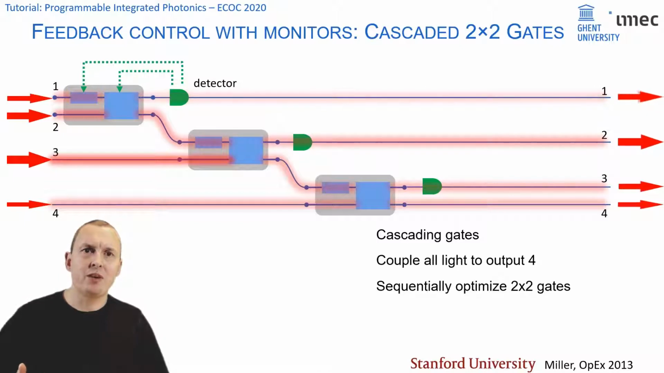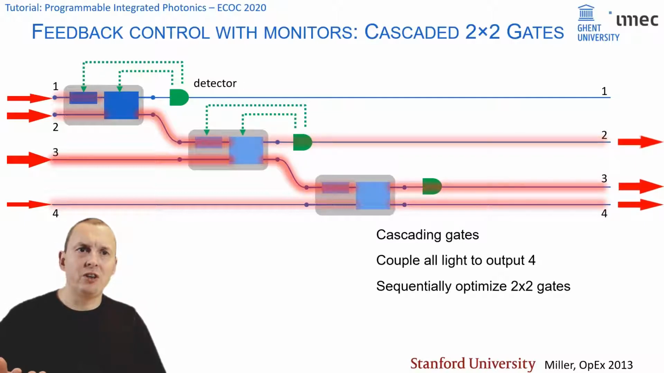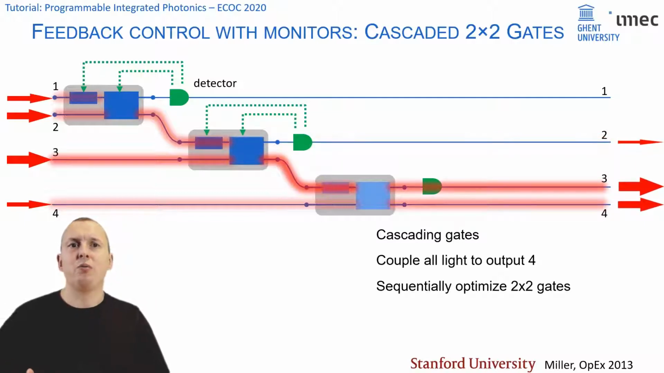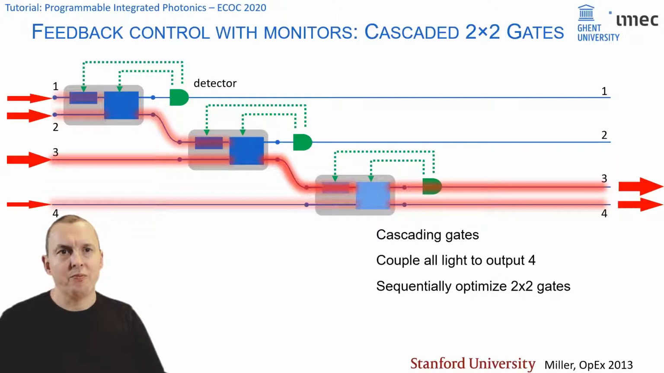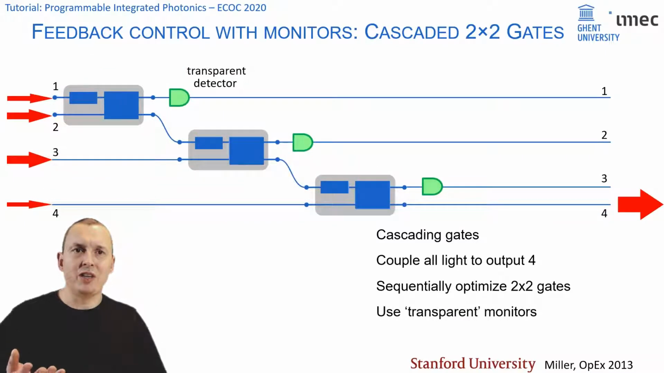And now we can cascade this routine into, for instance, this 4-port circuit, and now we can step by step configure every gate to couple all the light to one output waveguide. And as a result, by systematically cancelling out every step, we get all the light in the bottom waveguide. Now, of course, these detectors need to be transparent, because otherwise the rest of the circuit is useless.